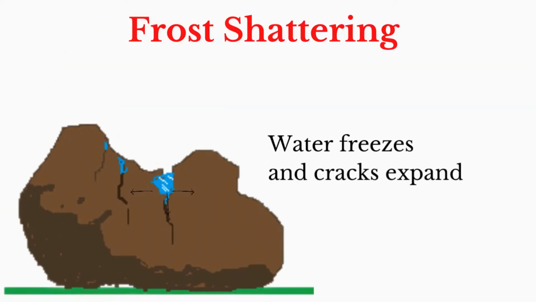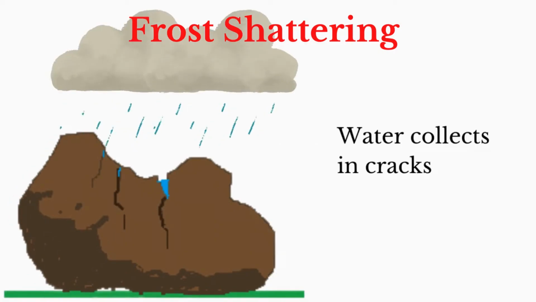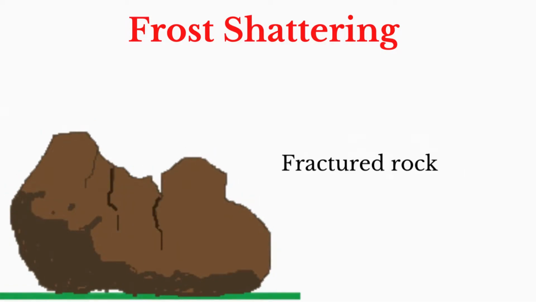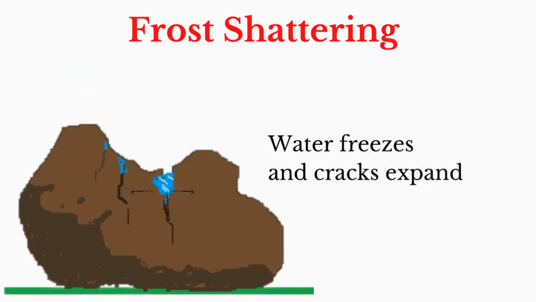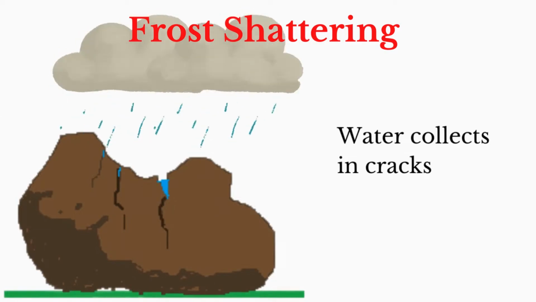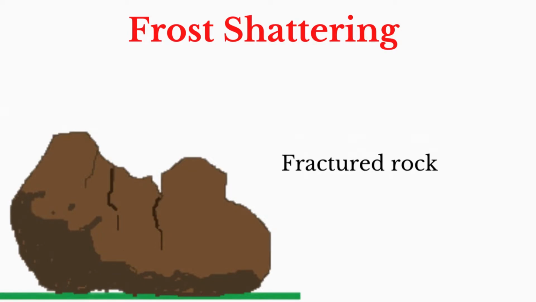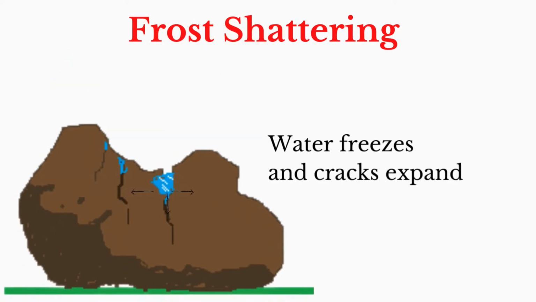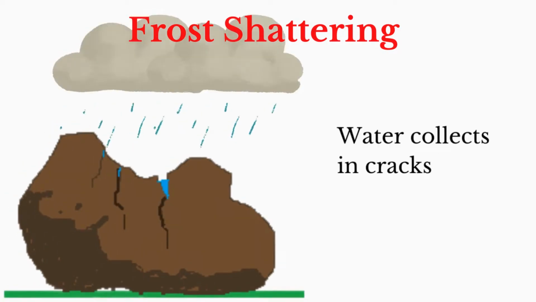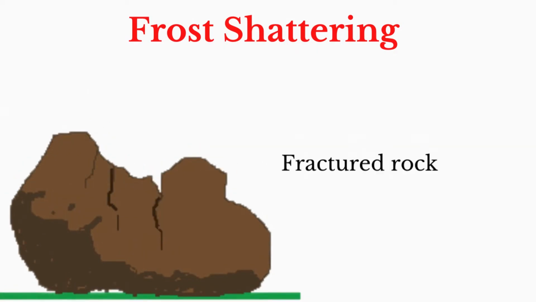One process of weathering is frost shattering, which is a mechanical weathering process. During frost shattering, water is collected in the fractures of rocks. When temperature falls below 0 degrees, the water freezes, causing the cracks to expand. When temperature increases once more, the ice melts and the cracks contract. The continuous expansion and contraction of the rock fracture will lead to the rock breaking apart.